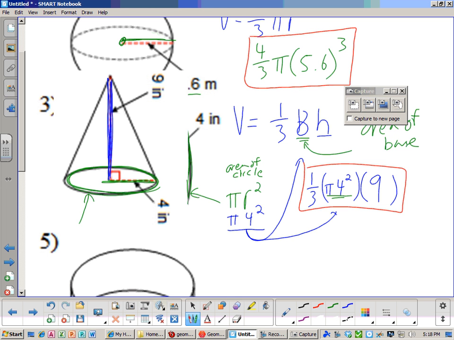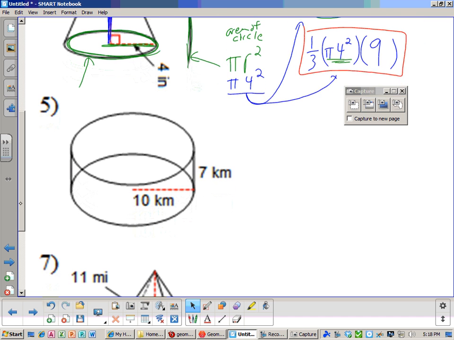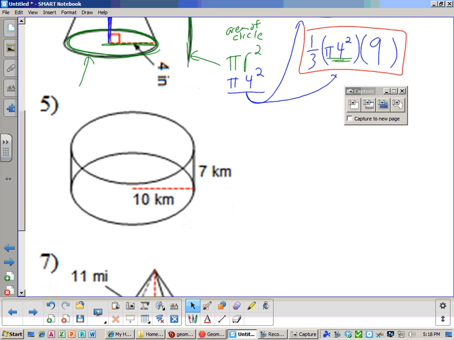How to figure out the area of the base. The area of the base is pi r squared because it was a circle, and then we just put it right in there. Very good. All right, let's move on to number 5. Unless you want to do 4, just pause it and do it.